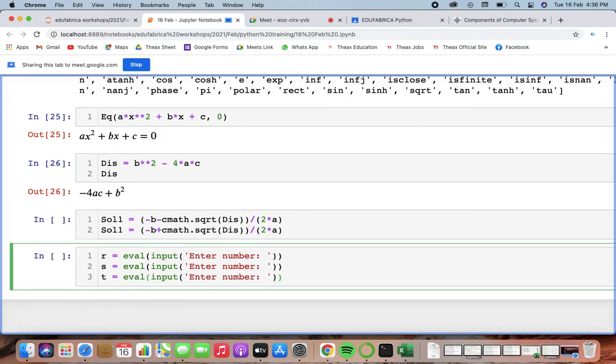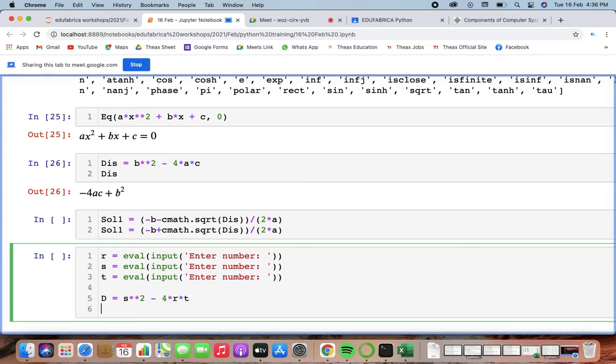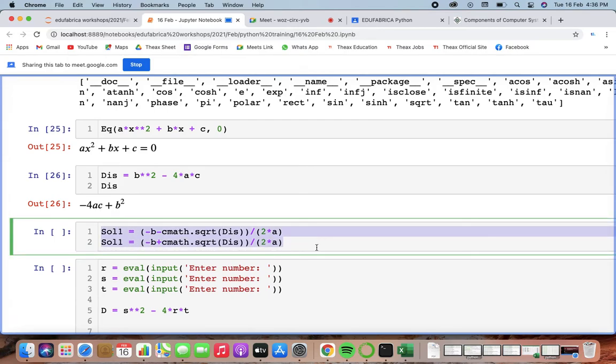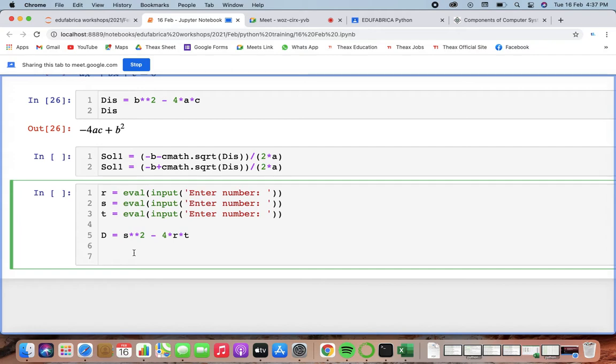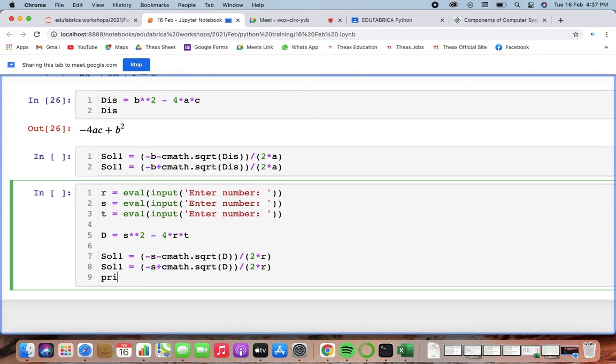Understand? Replacing things. So we'll be taking all these as input, and then the discriminant value would be easily solved. How would that be? Here, what is b? That is s square minus 4rt, isn't it? Clear? Any doubts here? And here our solutions would be minus b, that is minus s, minus the square root of this d, whatever the result comes up, divided by r. Is it clear to everyone what we have done till now?